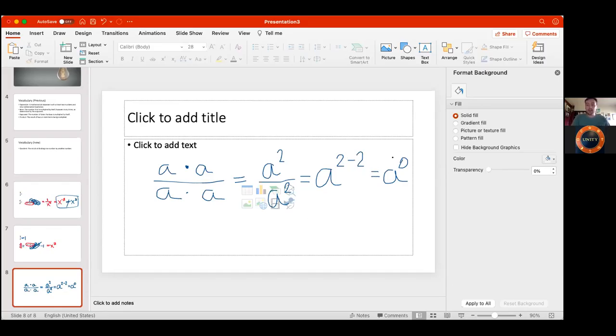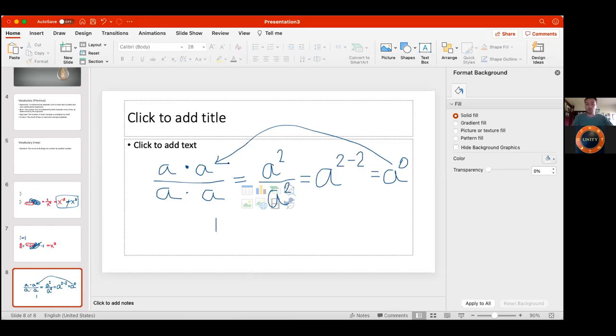Now, a shortcut when looking at this in the future is that no matter what it is, except for 0, unless this is zero, then it'll obviously be zero. But any value that's non-zero, if the top is the exact same as the bottom, which in this case it is, a times a divided by a times a, it doesn't really matter what the numerator or the denominator is. It's the exact same, so anything divided by itself is always one, every time.